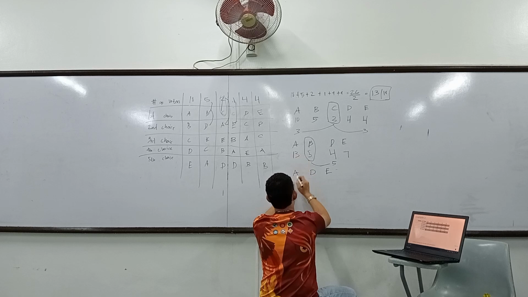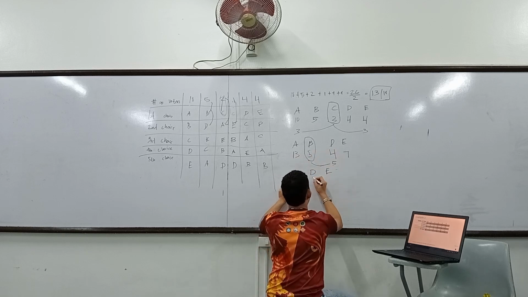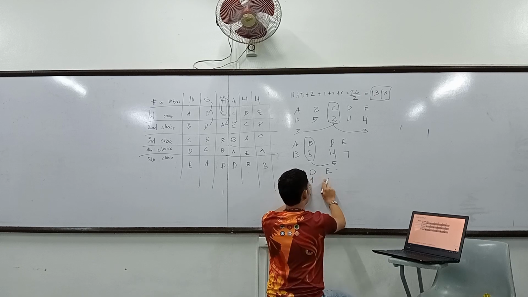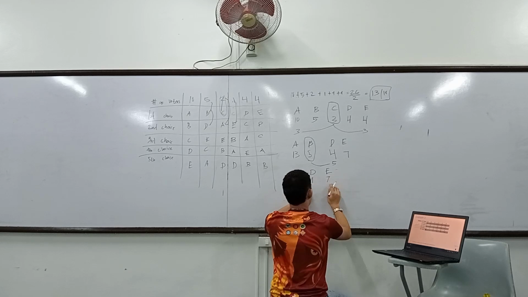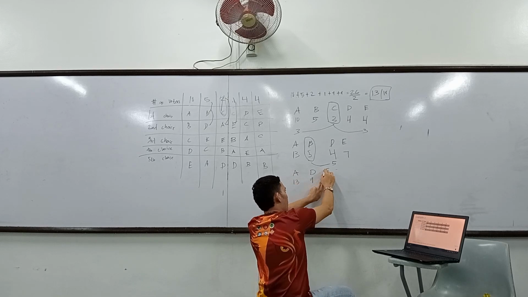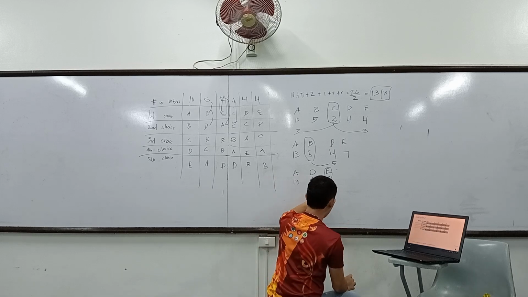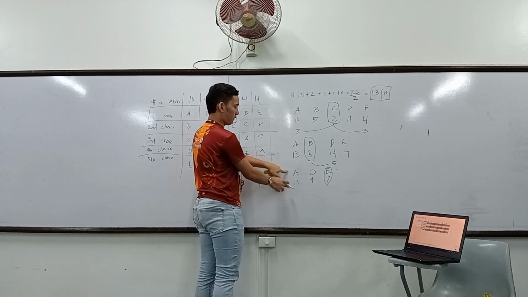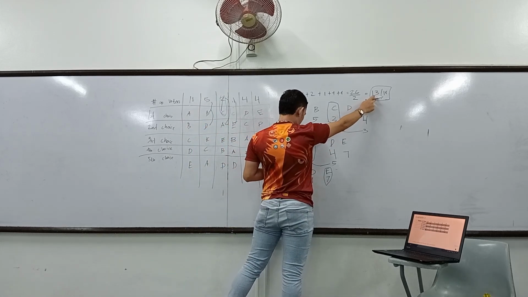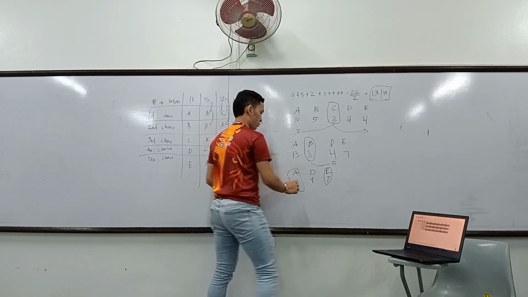So candidate letter A got 13 votes, candidate letter B got 9, then candidate letter E got 7 votes. So candidate letter E got the lowest vote, so he would be eliminated in this election. As I said, the majority of the voters is 13 votes, so automatically candidate letter A wins the election.